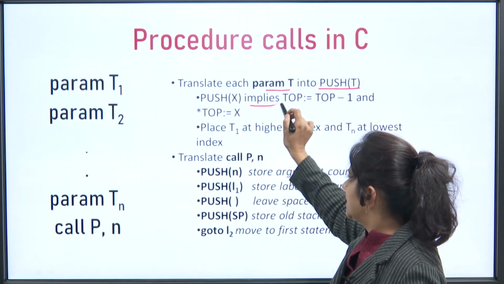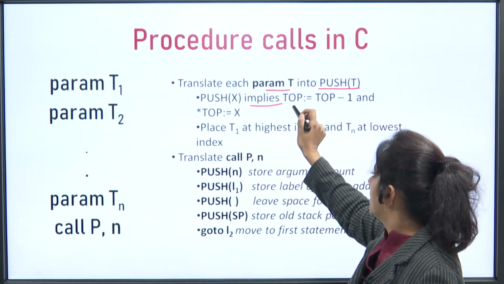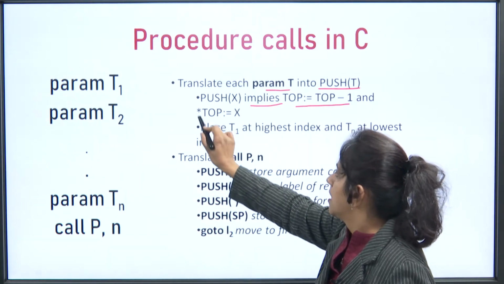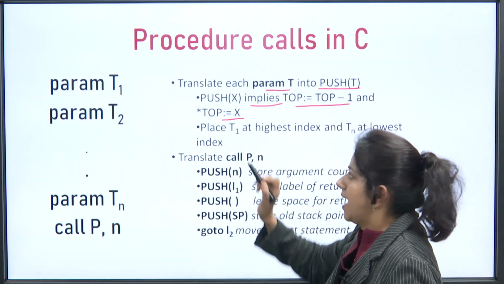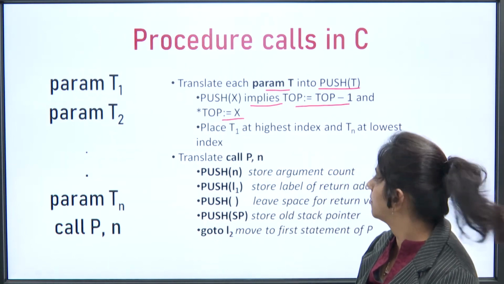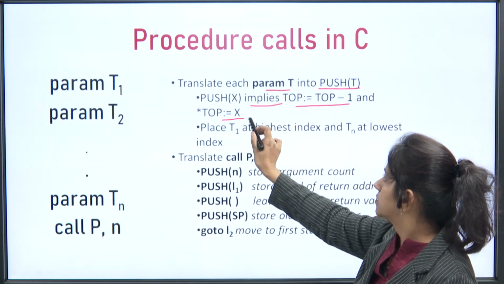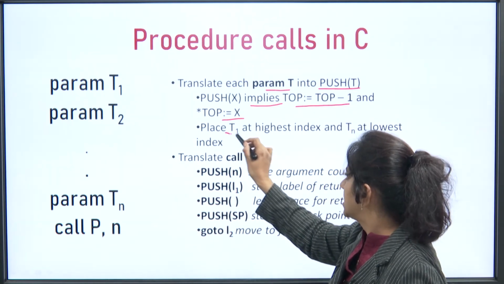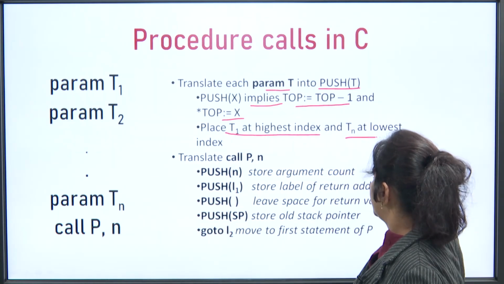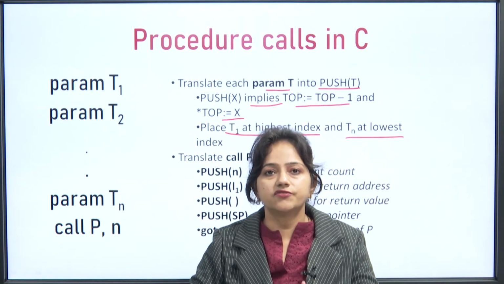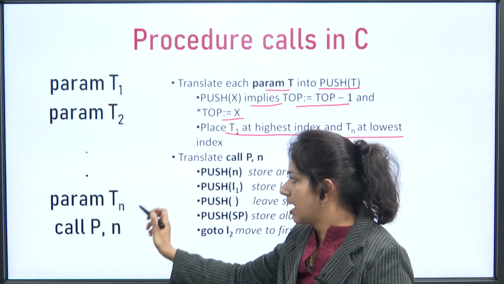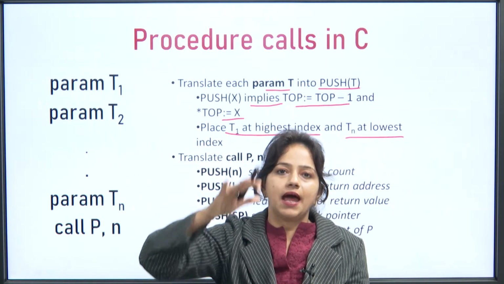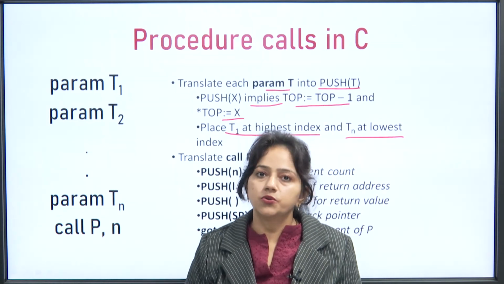Now, how will the actual translation take place? Push x implies we will decrease top, top equals top minus 1, and then we will set the value at top equal to x. Here we are assuming that we are placing T1 at the highest index and Tn at the lowest index. As the parameters come, we will decrease the top pointer and keep on pushing all parameters onto the stack.